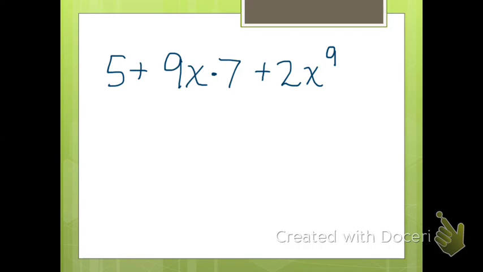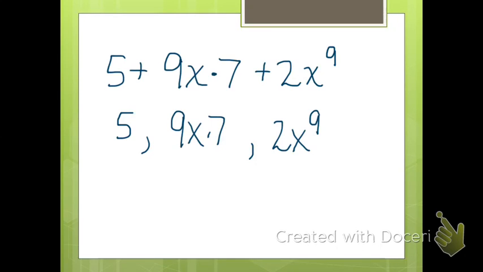Okay, now I'm going to ask you to think, looking at this expression, how many terms does it have? Think back on our definition of terms. Hopefully you're saying that this has 3 terms. The terms would be 5, 9x times 7, and 2x to the 9th. The reason that 9x and 7 aren't separate terms is because they're being multiplied. It's 9x times 7, not plus, so it's just one term there.